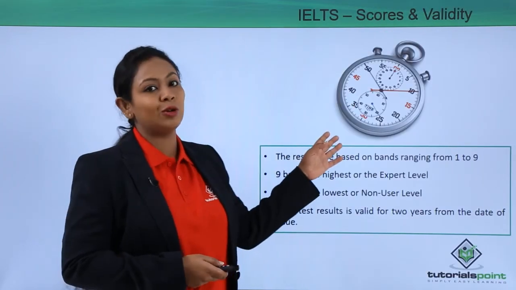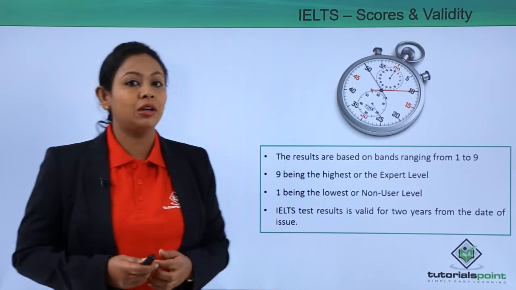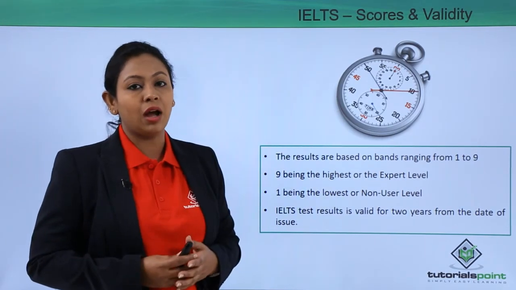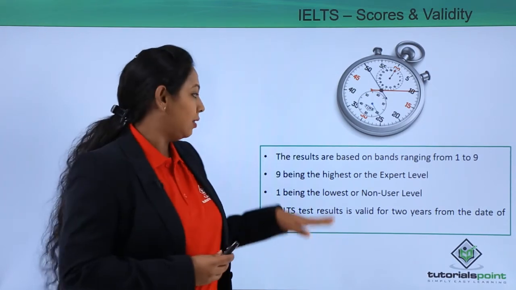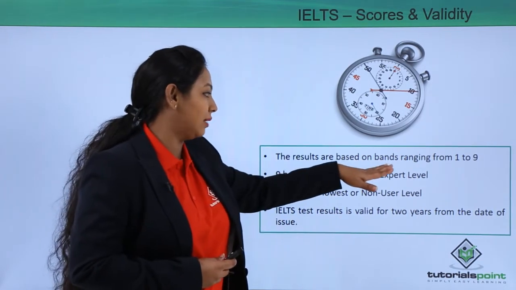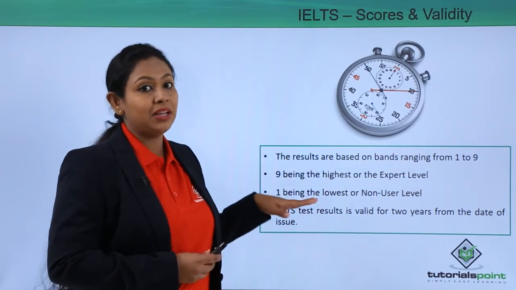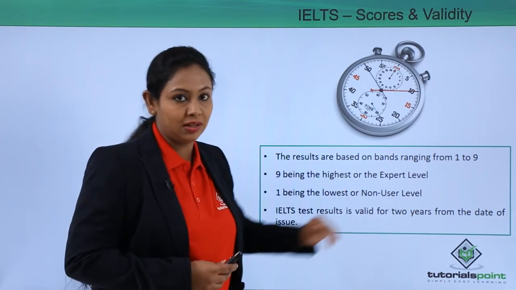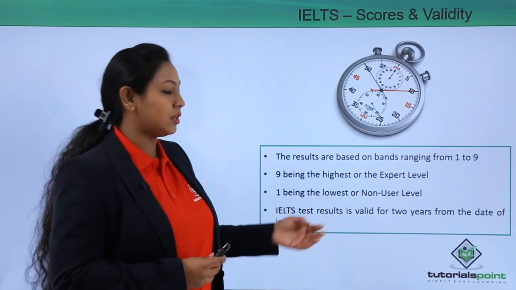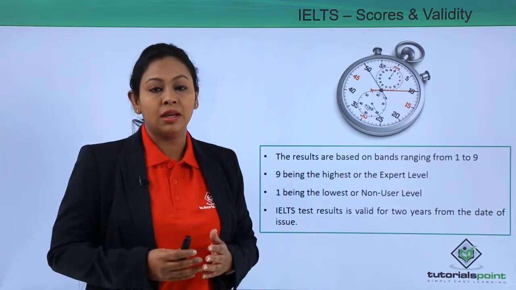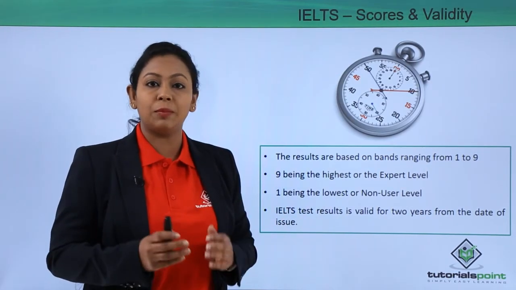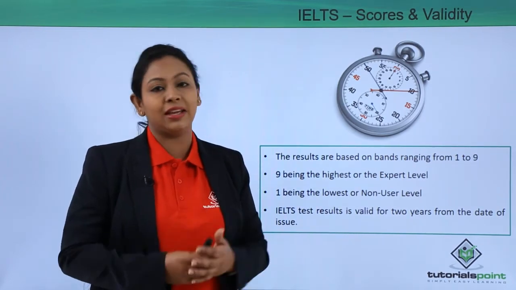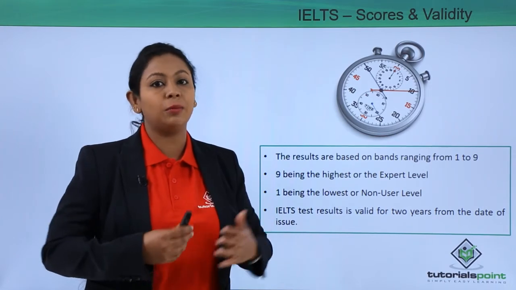Now, let's have a look at the scores and validity of the IELTS. I'm sure you all know the most important part of any exam is the scores. Let's have a look at how the IELTS scoring pattern is. The IELTS results are based on bands ranging from 1 to 9, 9 being the highest or the expert level, whereas 1 being the lowest or the non-user level. The IELTS scores are valid for a duration of 2 years. You can use these scores for up to 2 years to apply to any university of your choice. Post that, you will have to re-register for the exam and get a fresh set of scores to apply to any university.